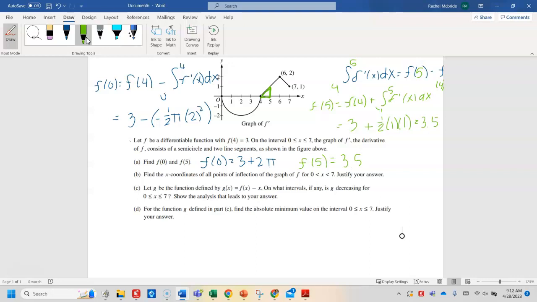On the 2022 AP exam, this question was worth 3 points. You got 1 point for having either integral. So you got a point if you wrote this or that. Your second 2 points came from the correct answers here. So again, part A on the 2022 FRQ was worth 3 points.